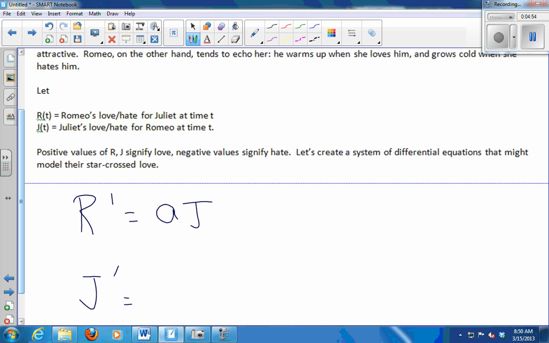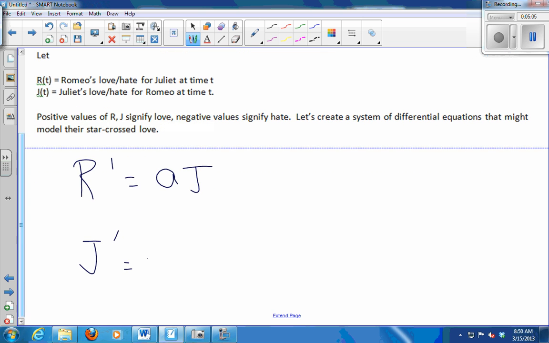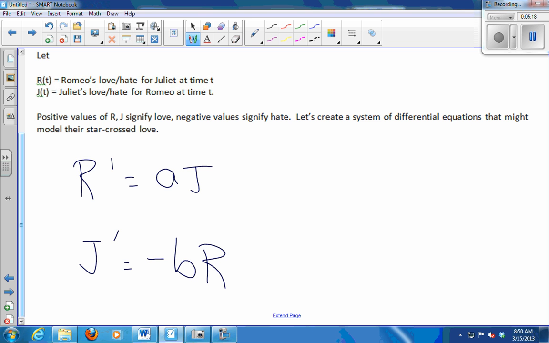And then Juliet is the reverse, right? As Romeo's feelings grow, her feelings decline. Right? So J prime would be like negative B times R, Romeo's feelings. Does that make sense? Okay, so this is a model of their love.